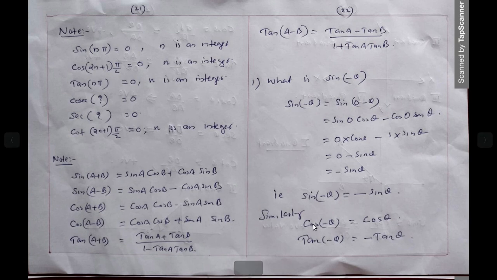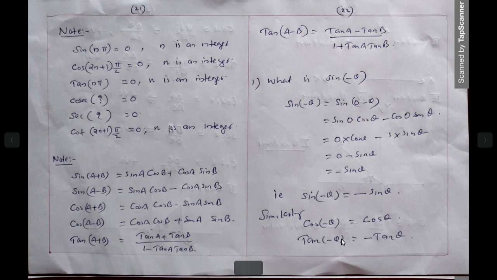Similarly, what about cos minus theta? You have to check cos minus theta as part. Cos minus theta is equal to cos (0 minus theta). Then you can apply the formula cos (a minus b). Then you will reach cos minus theta is equal to cos theta. There is no minus symbol. But for sin, there will be a minus symbol. Cos minus theta is equal to cos theta.